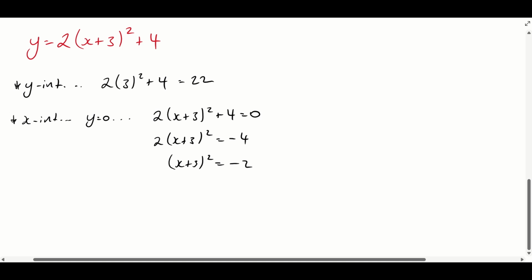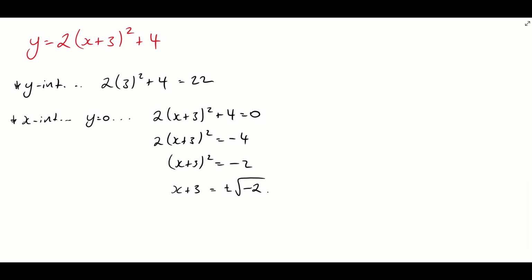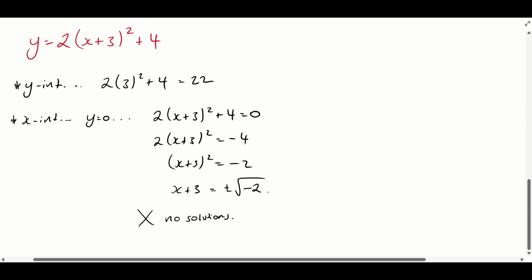So let's take the square root of both sides. Plus or minus the square root of minus 2. But I run into an issue here because we can't take the square root of a negative number. So we actually end up with the answer that there are no solutions. So we have no roots. There isn't an x-intercept present for this quadratic. And we'll see what that looks like graphically in just a moment.